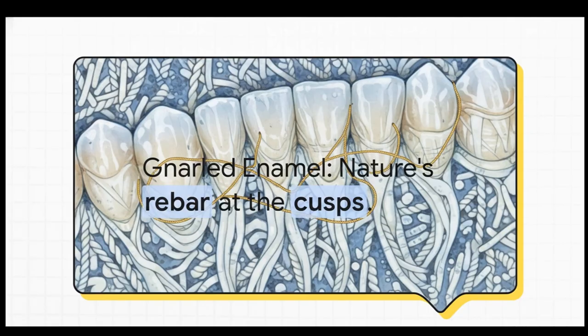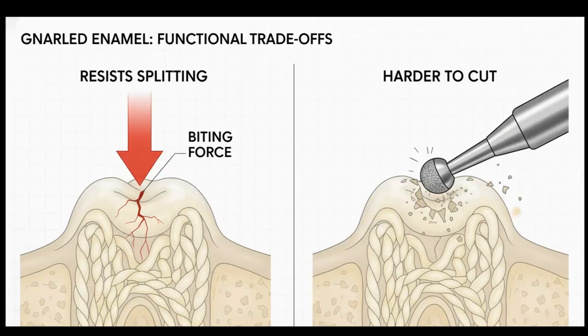And that's where we find something called gnarled enamel. The phrase nature's rebar is just perfect for this. Forget about those orderly rods we saw earlier. Here, they're all twisted and tangled up, almost like a chaotic mess. But that mess is what makes it so unbelievably strong and resistant to breaking. So yeah, this gnarled, intertwined structure is absolutely brilliant for stopping the tooth from splitting when you're biting down hard.